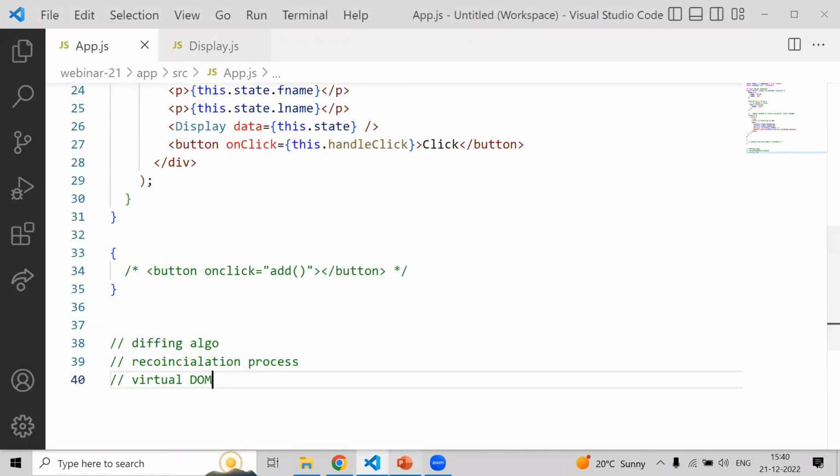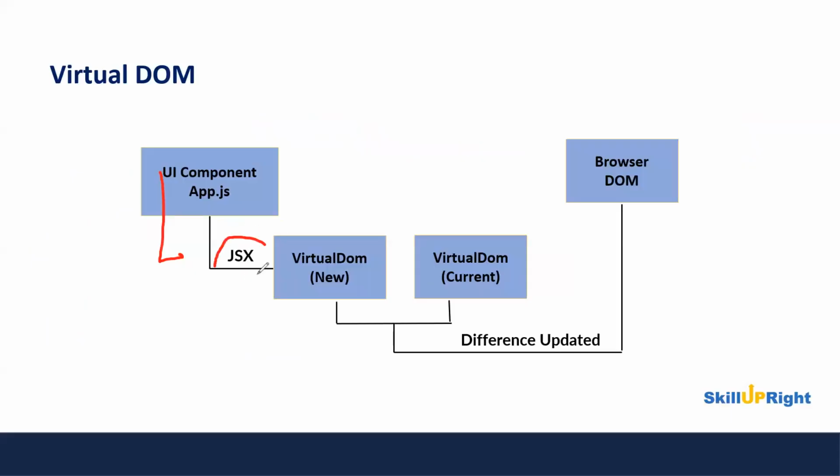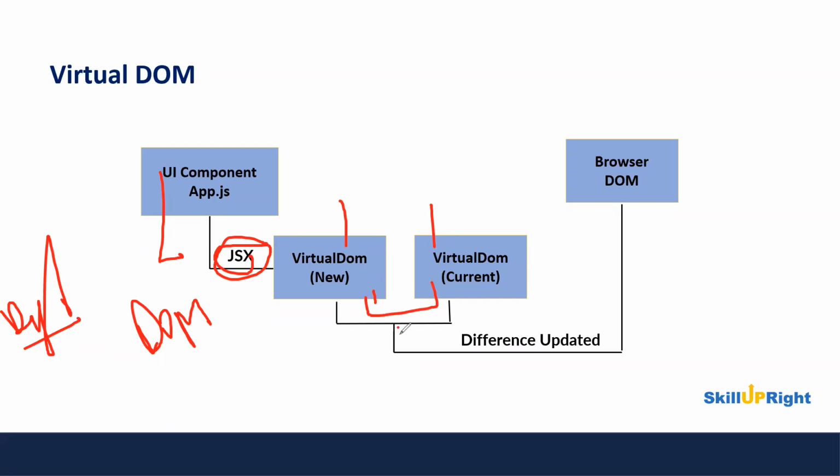Whenever a component comes, the JSX is your DOM over here, right? Whatever you write in return is called JSX. So a DOM copy of this JSX is created. One is called new, one is called current. They both are compared using a diffing algorithm. Diffing means difference, so compare the difference of DOM trees. And whatever state is changed is updated and rendered in the browser DOM, in the real DOM.